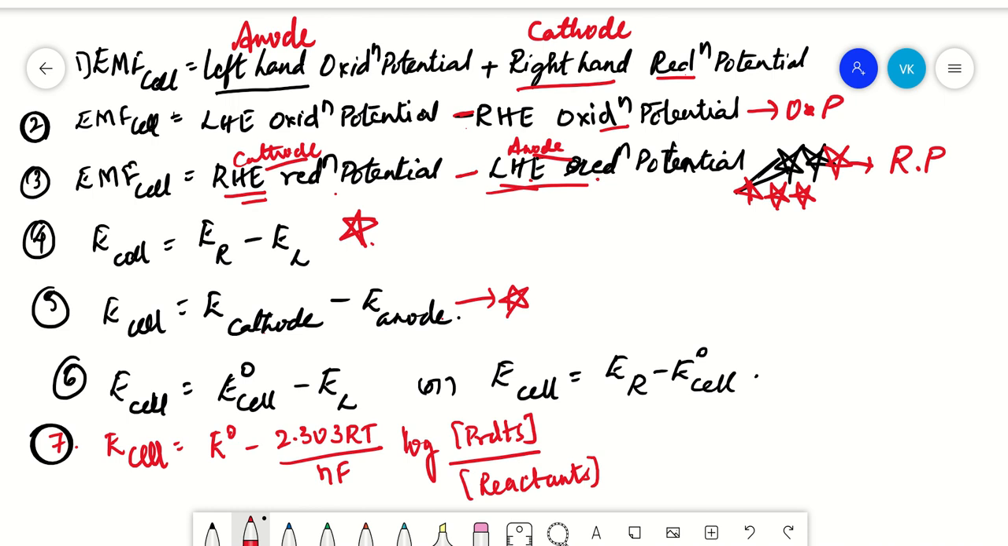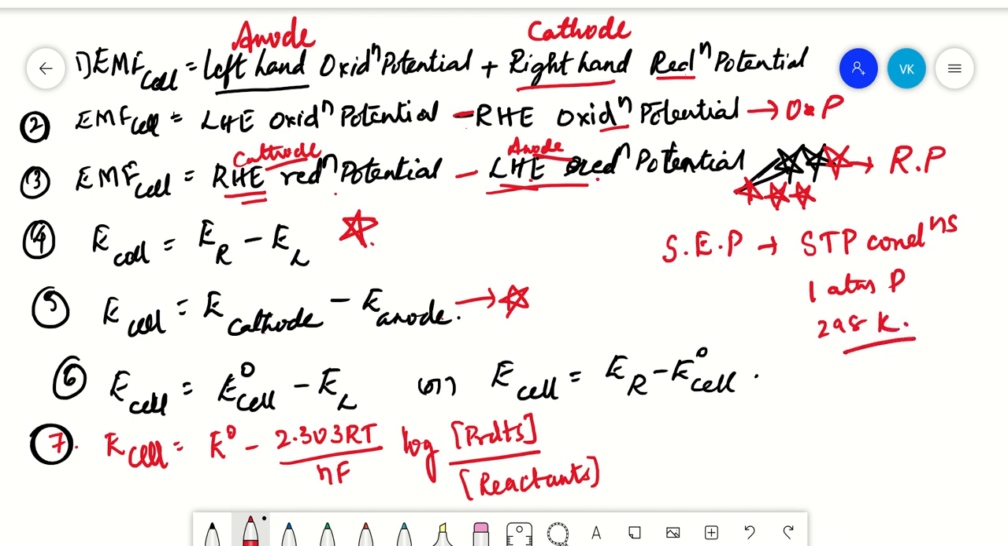And then, if you are given standard electrode potential, that is where your cell is acting at standard STP conditions. What are standard STP conditions? 1 atmospheric pressure and 298 degrees Kelvin is your standard STP condition. So if your cell is acting at 1 atmospheric pressure and 298 Kelvin, then we call it the standard electrode potential, represented by E naught cell.